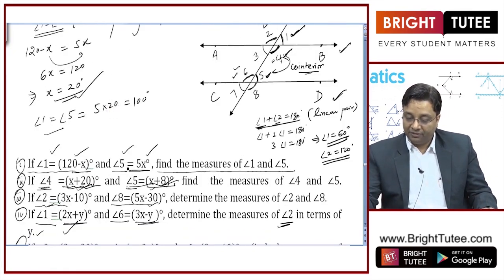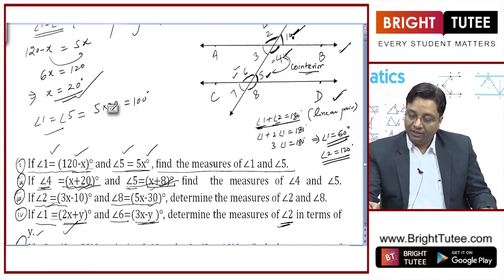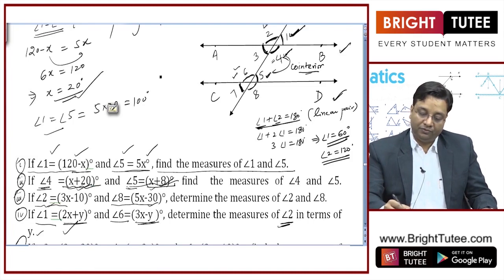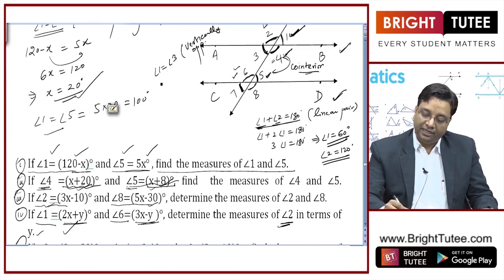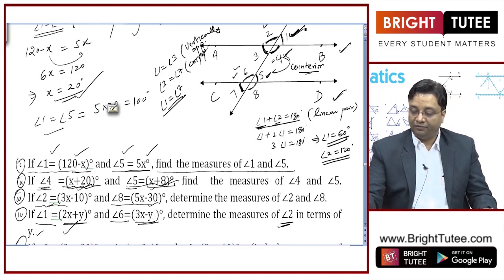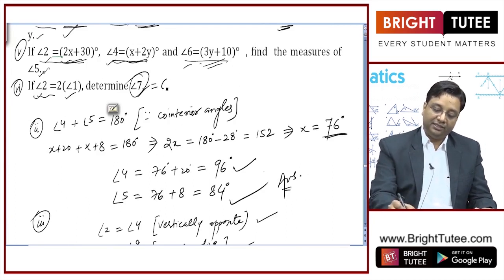So how is angle 7 related to these? 1 or 2? See, let us look at 1. 1 is equal to 3. Why? Because these are vertically opposite. And 3 is equal to 7. Why? Because these are corresponding. So angle 1 is equal to angle 3 because these are vertically opposite, right? And angle 3 is equal to angle 7 because these are corresponding. So we can say angle 1 is equal to angle 7, and angle 1 we already know is 60 degrees. So we can say that angle 7 is 60 degrees.